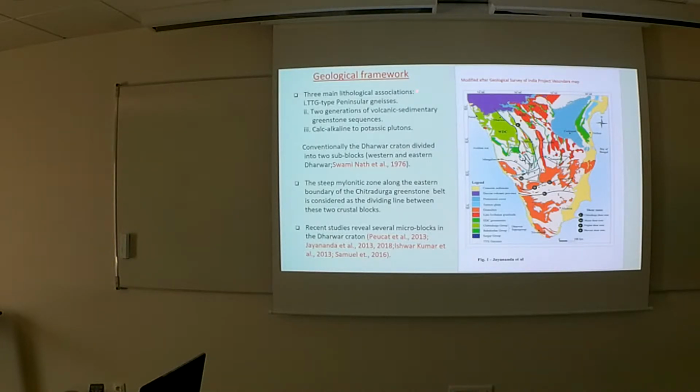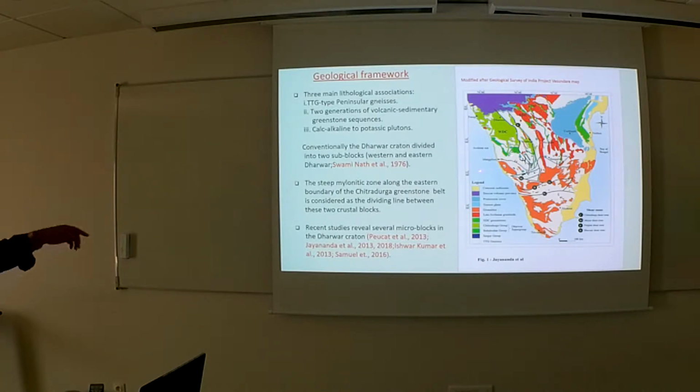Then we have the two generations of volcanosedimentary greenstone sequences. Then the third important component is the calc-alkaline to potassic plutons. So these are the major lithologies of the Dharwar craton. Here we can see, the areas without any color correspond to the gneisses, and we have two slightly different green colors, green and greenish yellow. The dark green are the older greenstone sequences, and the lighter green corresponds to the younger greenstone sequences.